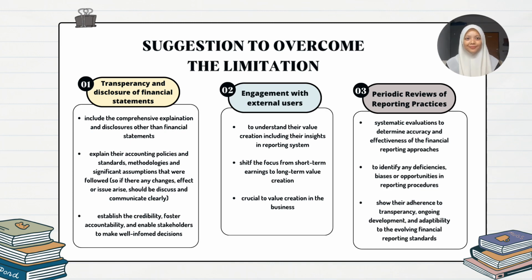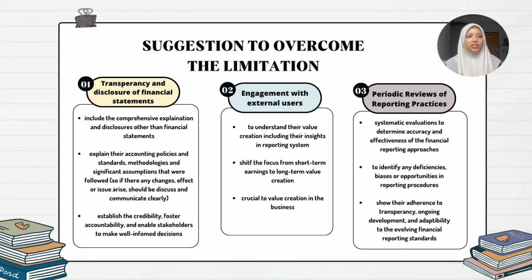Second is to engage with external users like shareholders, stakeholders, regulators and other parties to understand their expectations regarding value creation, including their insights in the reporting system. So the company can shift focus from short-term earnings to long-term value creation by giving a thorough examination of earnings quality. Besides, the company can clearly state how the selected methods and procedures align with the company's strategy and better reflect its value creation of earnings per share. Thus, engaging with external users is crucial to value creation of earnings per share in the business.